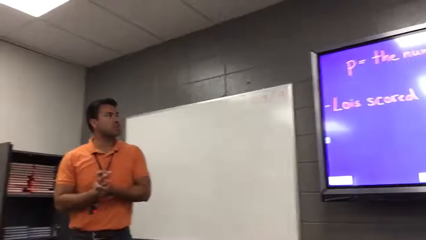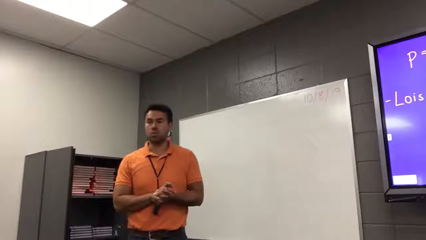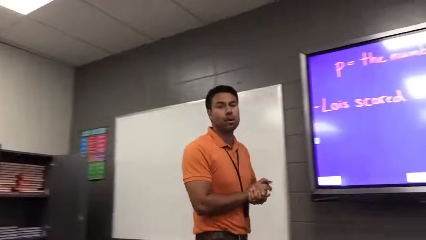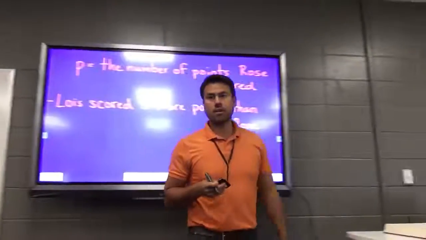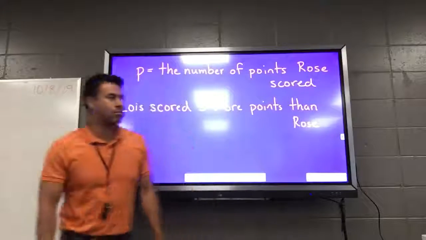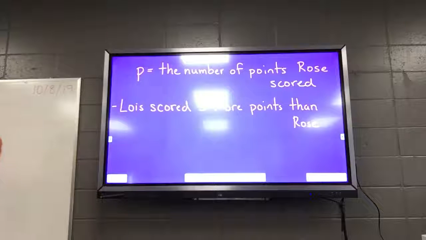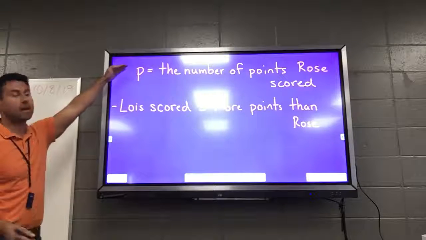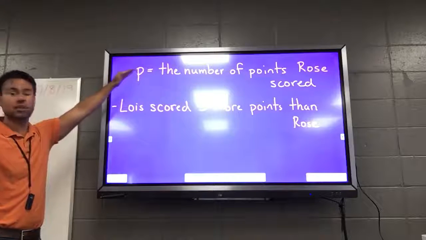All right, the first scenario is Lois scored 5 more points than Rose. Okay, do I know how many points Rose scored? No. No, that's a variable. It's unknown. By the way, the definition of a variable is it's a quantity that is unknown. So I don't know how many points, but I know she scored something, even if it was 0.